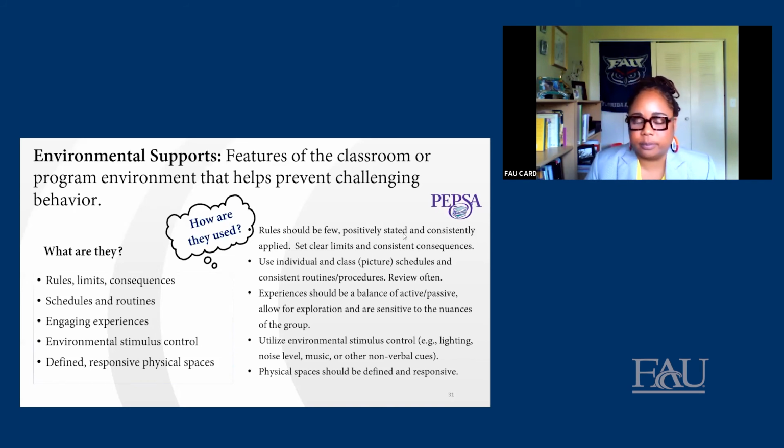So how are these used? Rules should be few, they should be positively stated, and they should be consistently applied. One of the biggest detriments to a fully functioning learning environment is that the rules are not clearly articulated, there are too many of them for the child to remember or understand, and they're not positively stated. You want to think about rules telling children what to do rather than what not to do. Rules and limits should have clear and consistent consequences. So if you are not doing this thing, rule number 1, then this is what will happen. By clearly articulating the consequences, it allows you to be consistent.